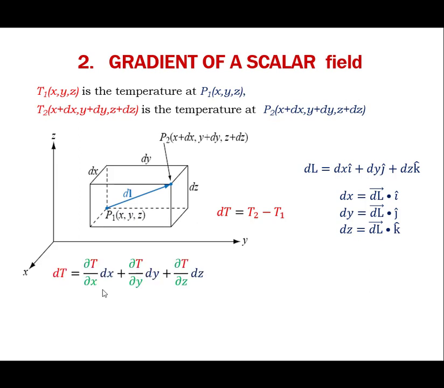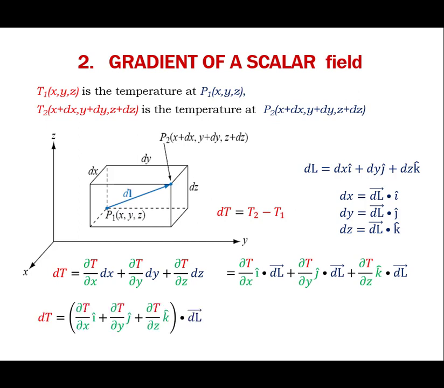In this, del T over del x is the change in temperature T by moving unit distance along x-axis, and the second and third terms can be explained similarly. Now, if you put the values of dx, dy and dz, you get this. Now you can easily write it as this.